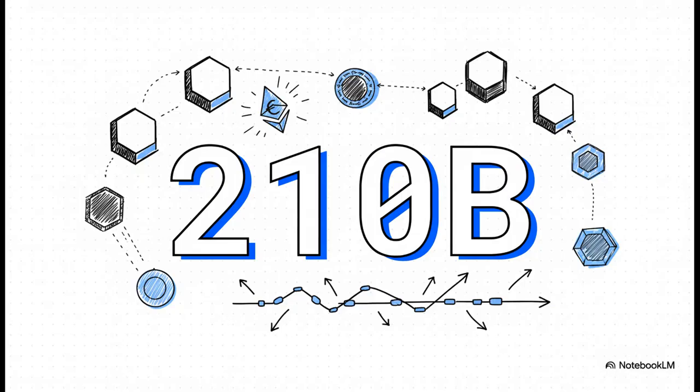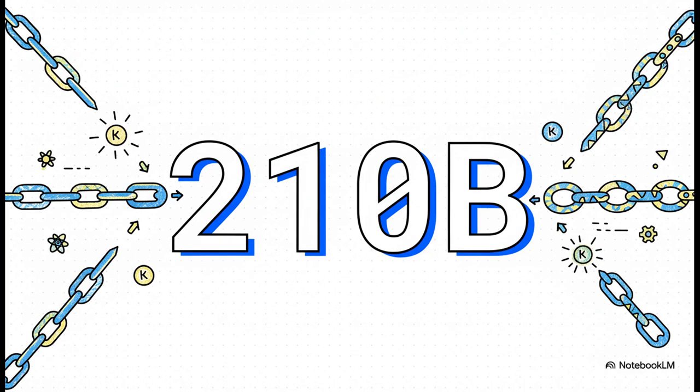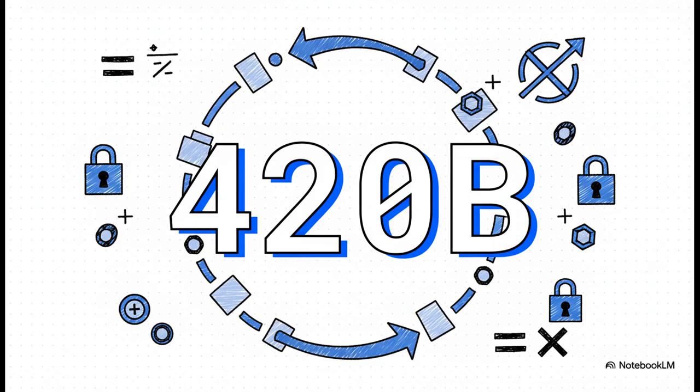Now, to see how this works in practice, let's look at the actual numbers. The project started with a really smart split supply. They minted 210 billion tokens natively on Ethereum. And at the exact same time, they minted another 210 billion tokens natively on Solana. And that brings the total unchangeable supply to 420 billion tokens.